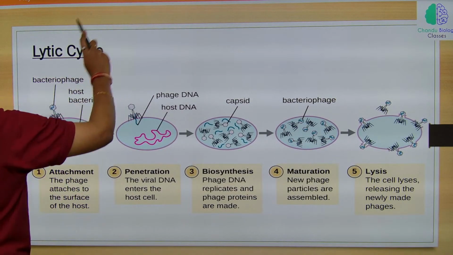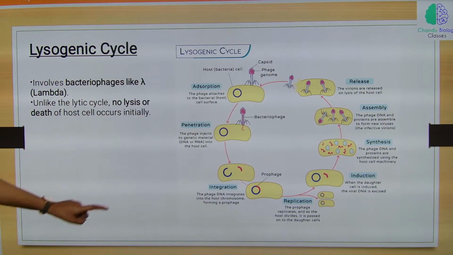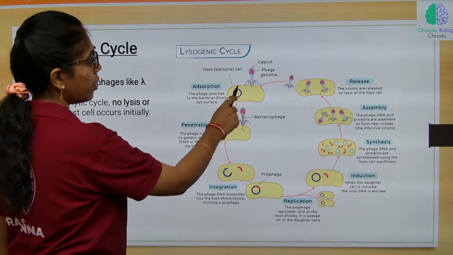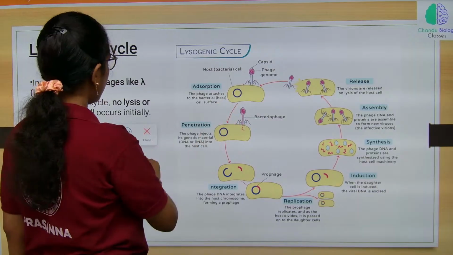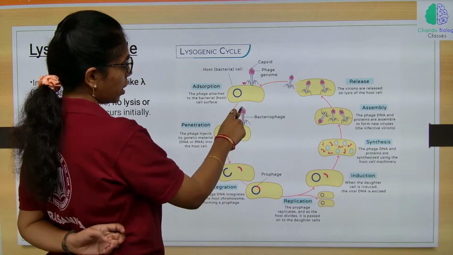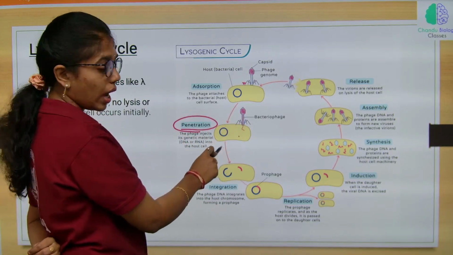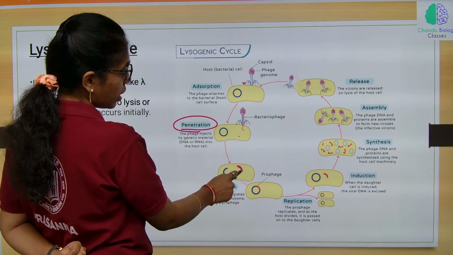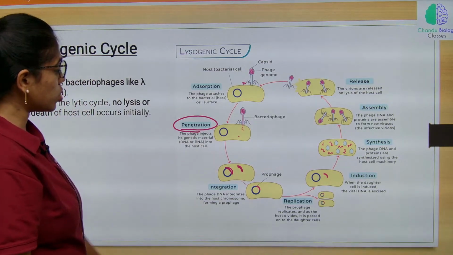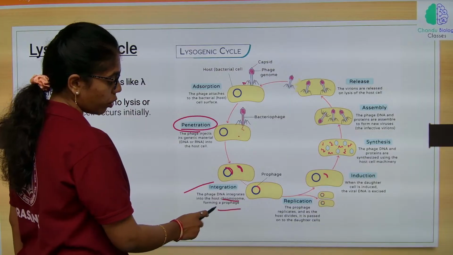Next, lysogenic cycle. In the lysogenic cycle, can you see here? First is adsorption as usual, wherein the phage DNA and the tail fibers will be adsorbed at the surface of the bacterial cell. Then the genetic material is injected into the bacteria. This is what? Penetration. And next, the genetic material of the virus will be integrated with the bacterial genome. This is what? Integration. The phage DNA integrates into the host chromosome, forming what?